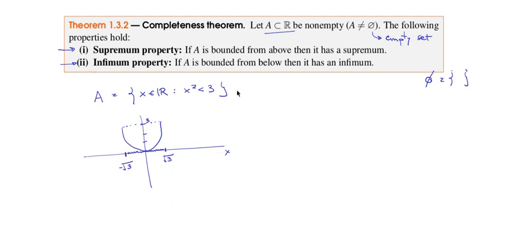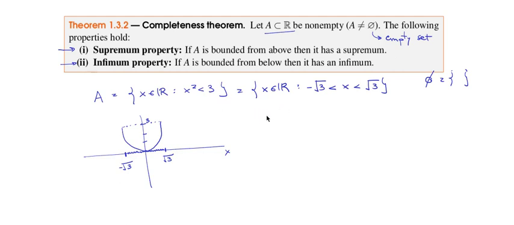Okay, so you could rewrite this like this: x in R such that x is greater than minus square root of 3 and smaller than square root of 3. Okay, and there's no greater or equal than, or smaller or equal than, because square root of 3 and minus square root of 3 do not fulfill this property.